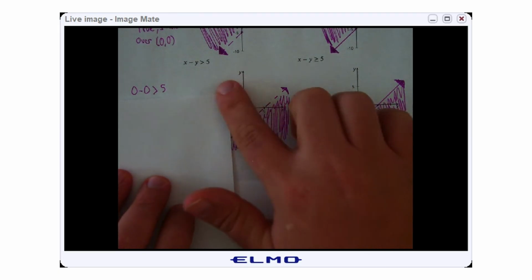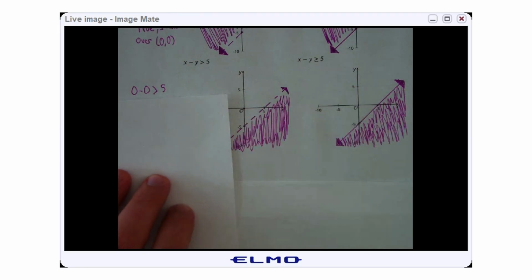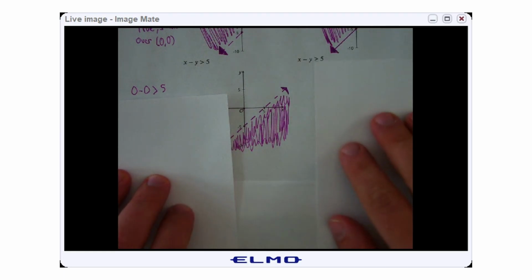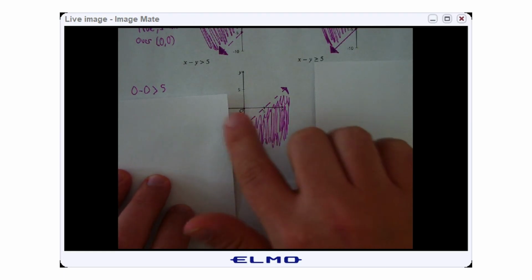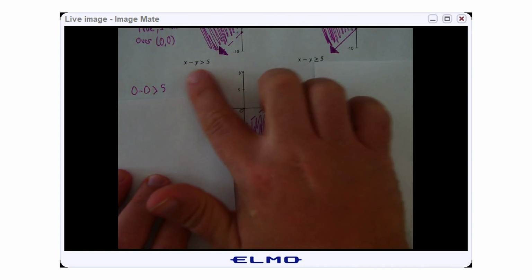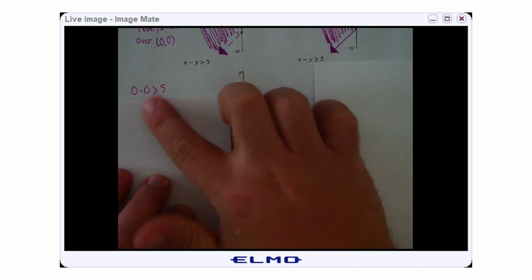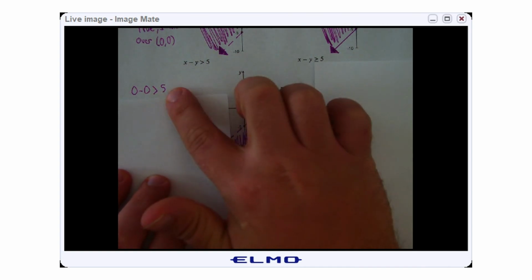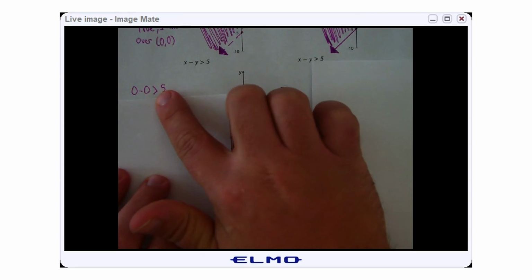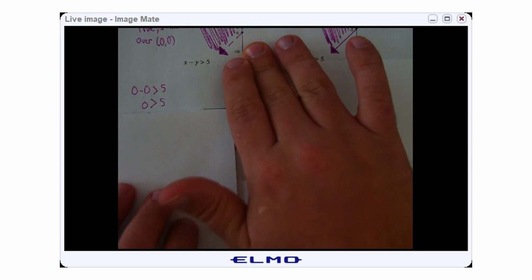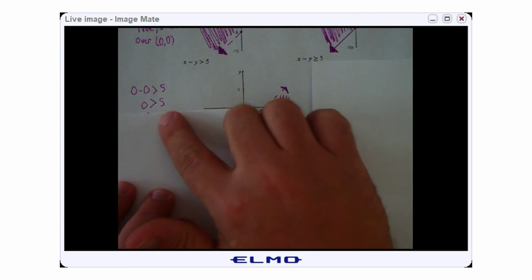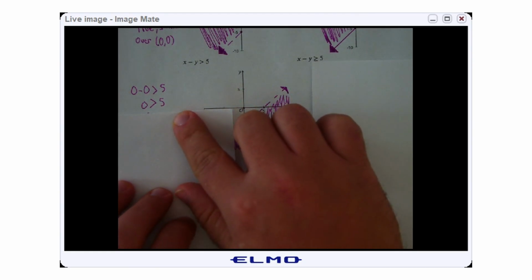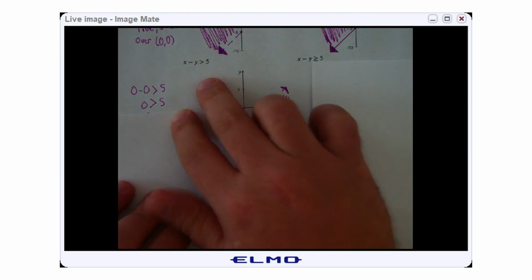In this inequality here, I put 0 in for x and 0 in for y. That got me 0 minus 0 is greater than 5. If I break down the left side, 0 minus 0 is 0. And I now have the inequality 0 is greater than 5. 0 is not greater than 5. That is a false inequality.